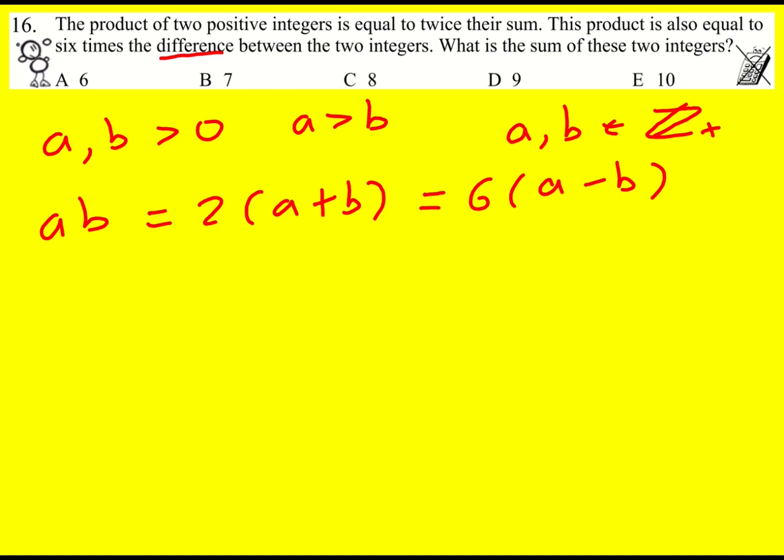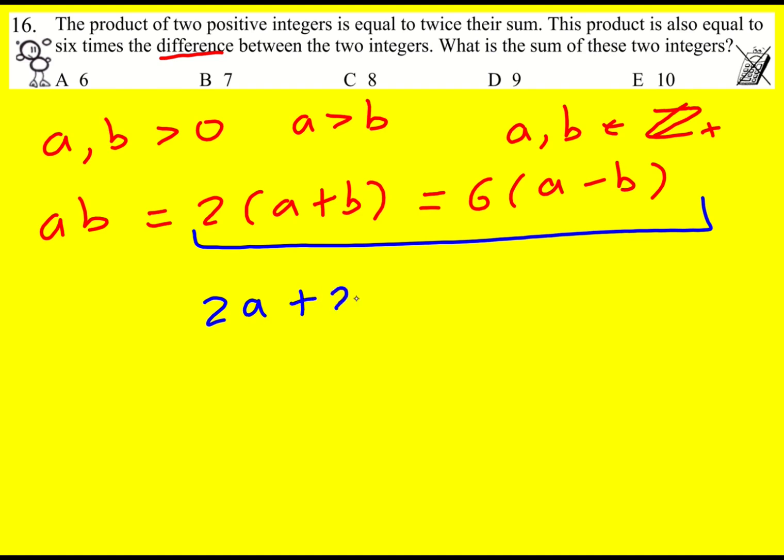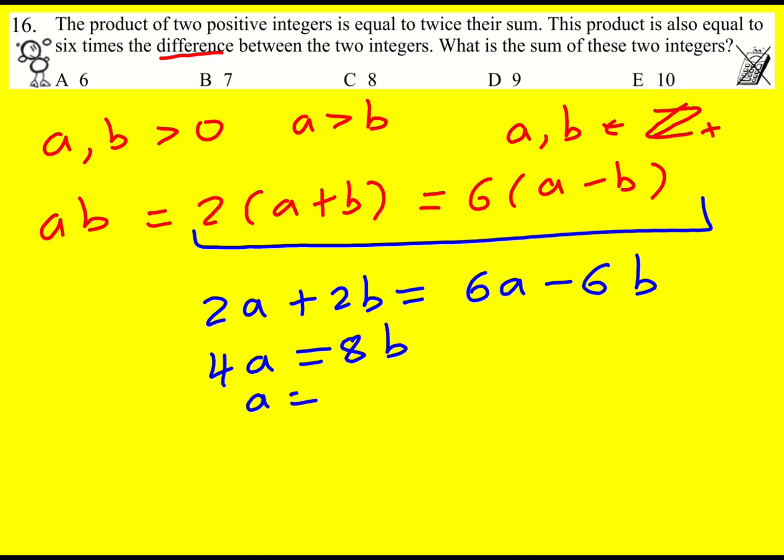Okay, what to do? Well, we have 2 of them multiplied together. You could try and mess around with that, but multiplying is a bit more complicated than just adding or subtracting. So I'm going to look at this part first. And if I expand it out, I've got 2a plus 2b is equal to 6a minus 6b. And I can rearrange this to 4a equals 8b, or a is equal to 2b. So I now know that a is twice the amount of b.